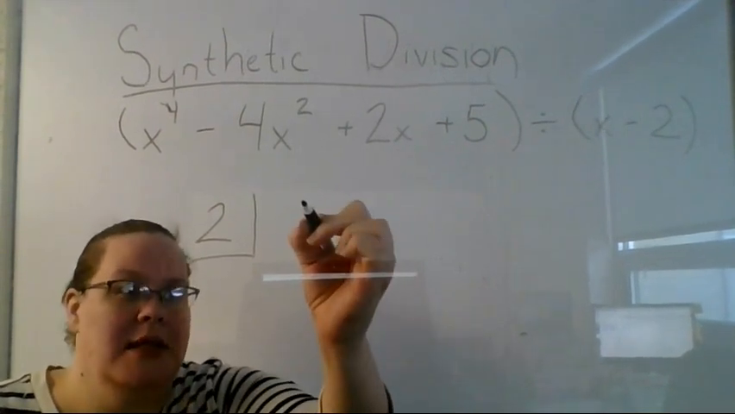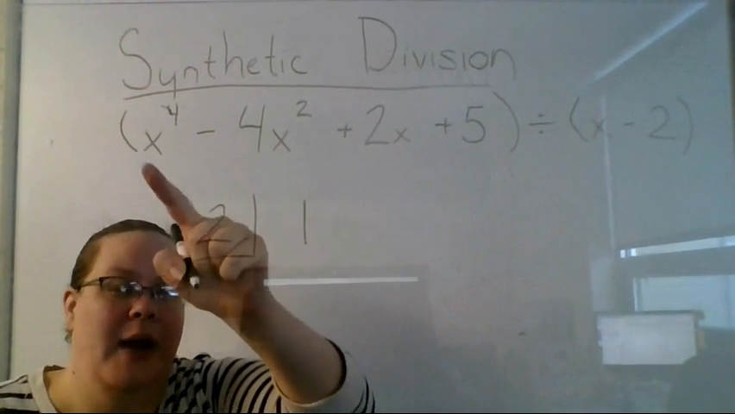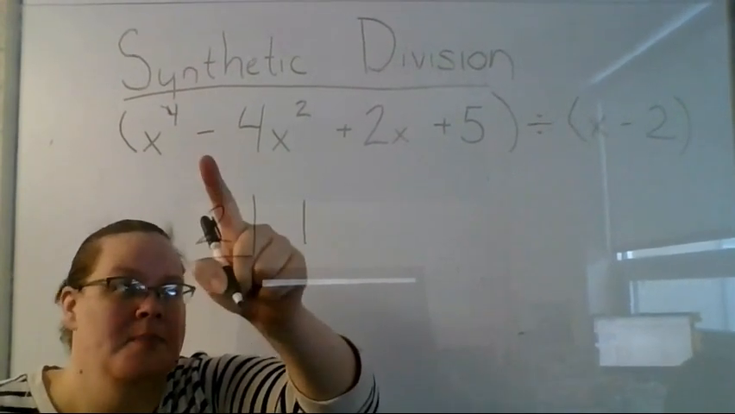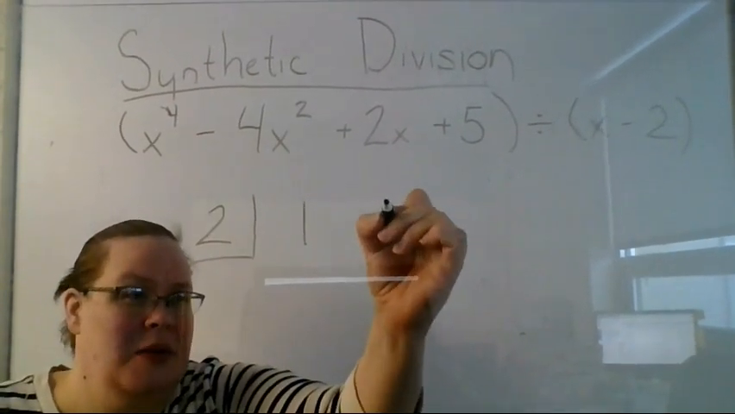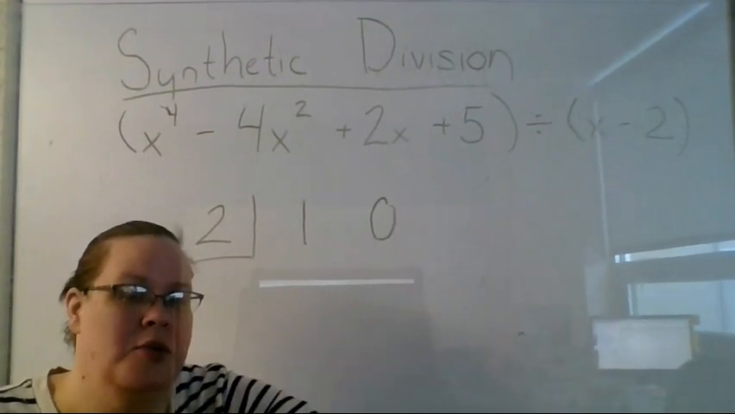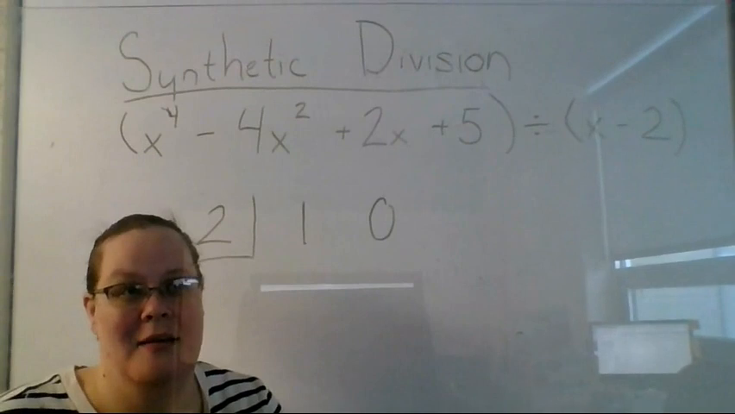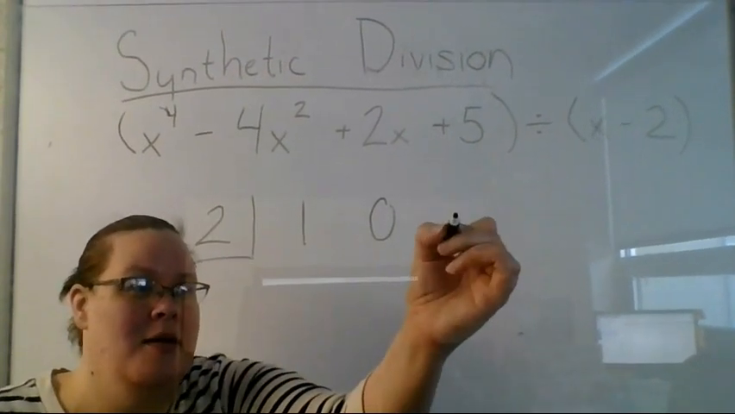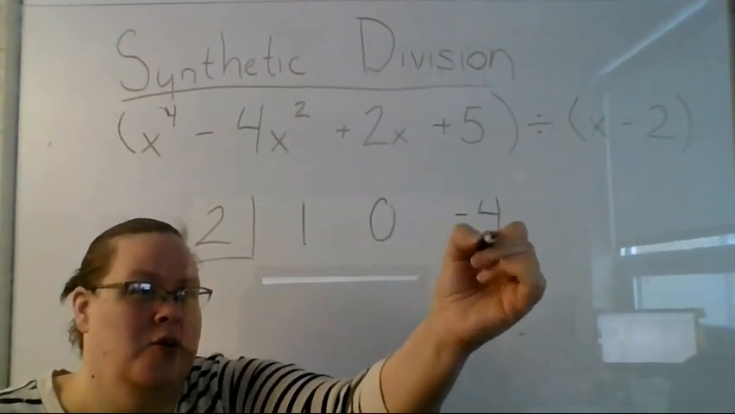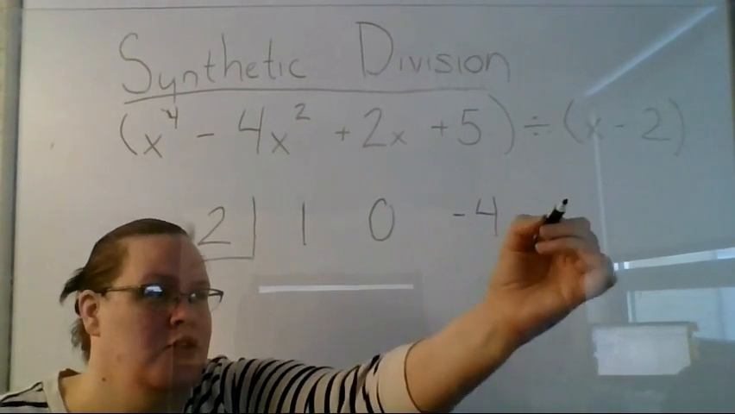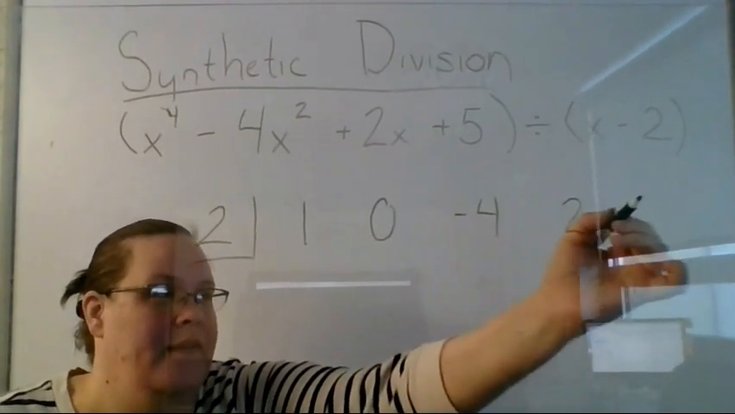So we're going to list our coefficients. We have a 1 on x to the 4th. We don't have an x cubed, so we have to put a 0 there. This 0 is really important. Make sure you don't forget that. And then we keep going. We have a -4 and a 2 and finally a 5.